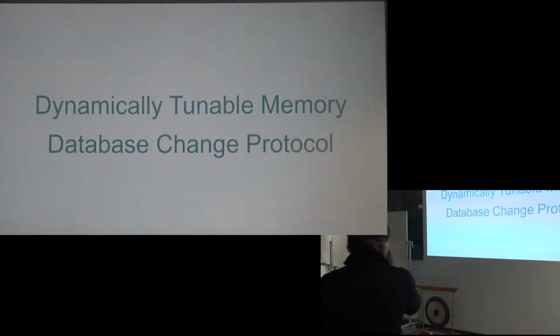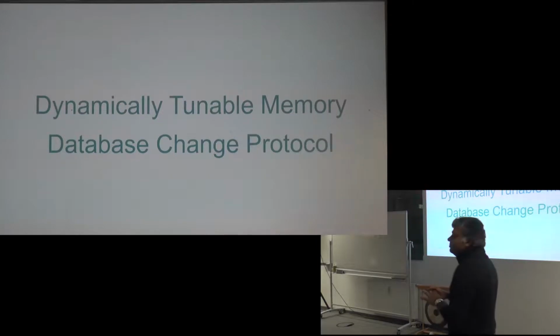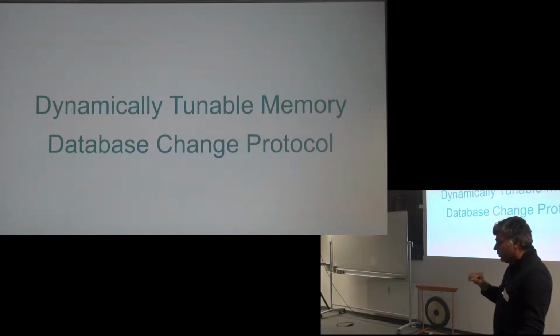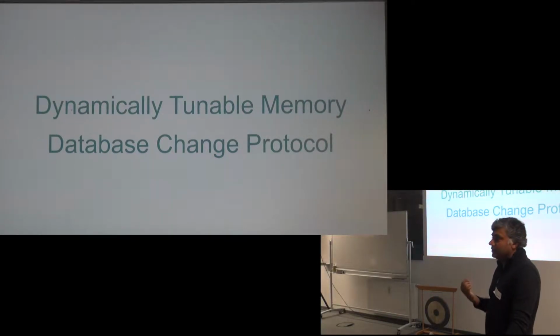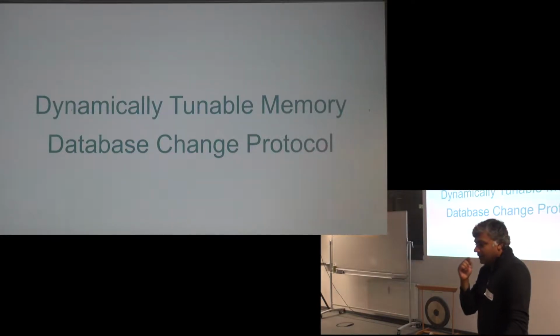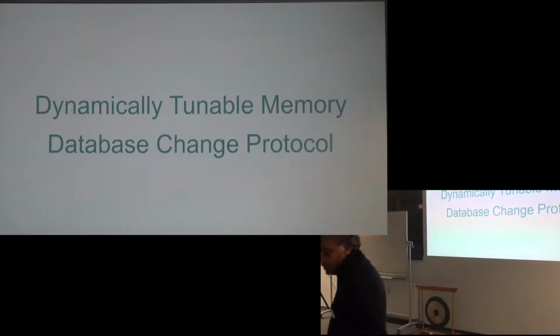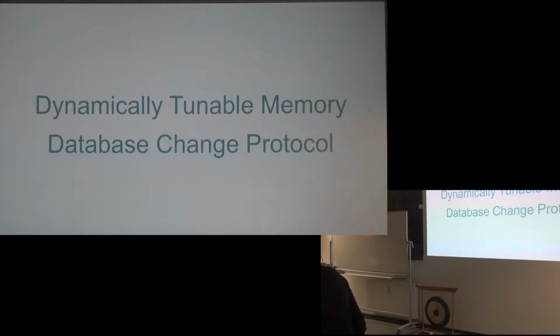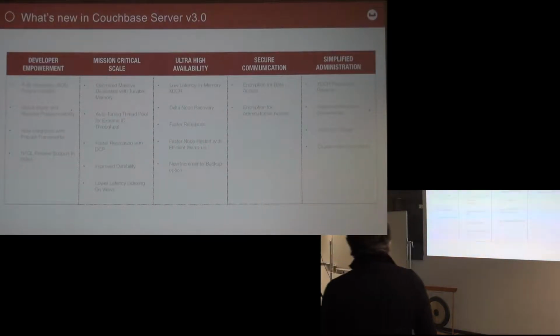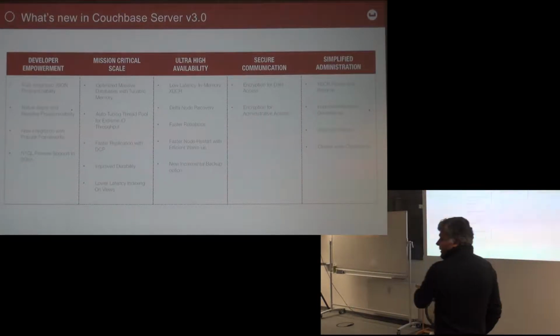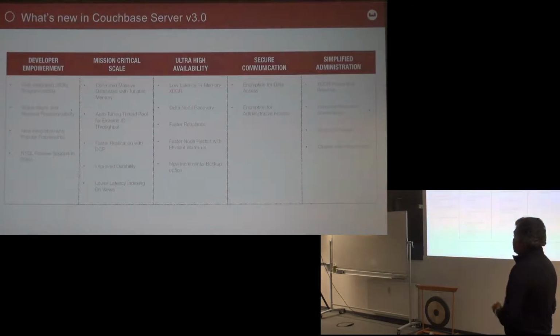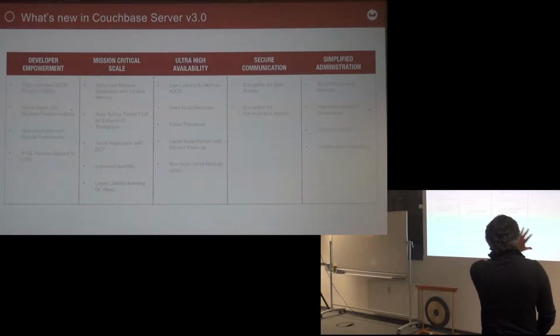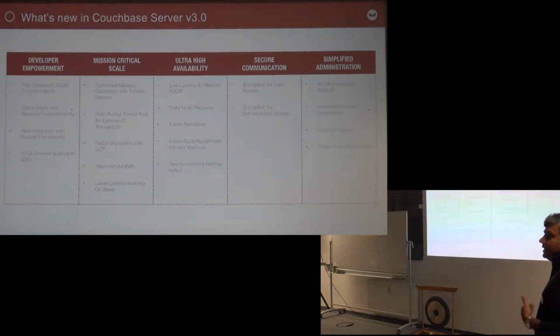But it finally comes down to two major innovations. One is called dynamically tunable memory, and the other one is called database change protocol. I will talk about them more in detail, the benefits of these things. And we also give you a little bit more sense of all the other features we built in this, as we claim 200-plus features that we put into this one. Typically, this is our standard product management feature list, if you will.